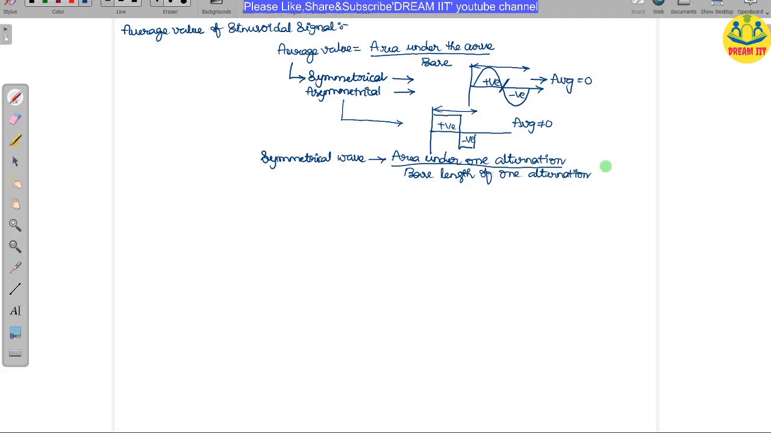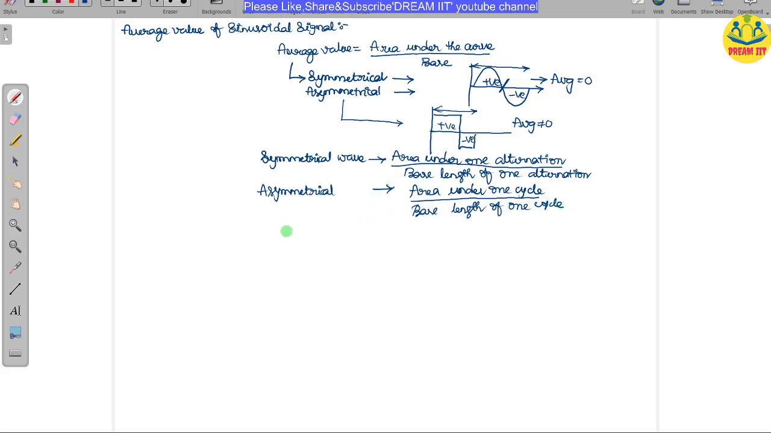When we come to asymmetrical waves, let us see how to take the average. For an asymmetrical wave, you have to take the area under one cycle divided by the base length of one cycle. Base length of one cycle.